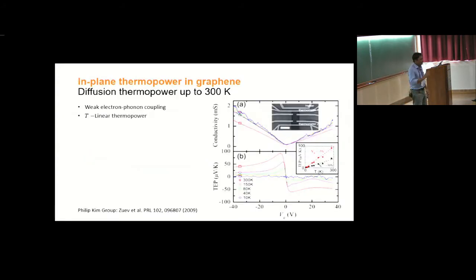Okay. As far as graphene is concerned, thermopower has been a fairly well-studied quantity. This is the data that came nearly 10 years ago from Philip Kim's group. What's important to realize is that in graphene, the thermopower is essentially linear with temperature over the entire range from low temperature to room temperature. That's because in graphene, the electron-phonon coupling is extremely weak, and hence the phonon drag is significantly lower than the diffusion contribution to the thermopower.